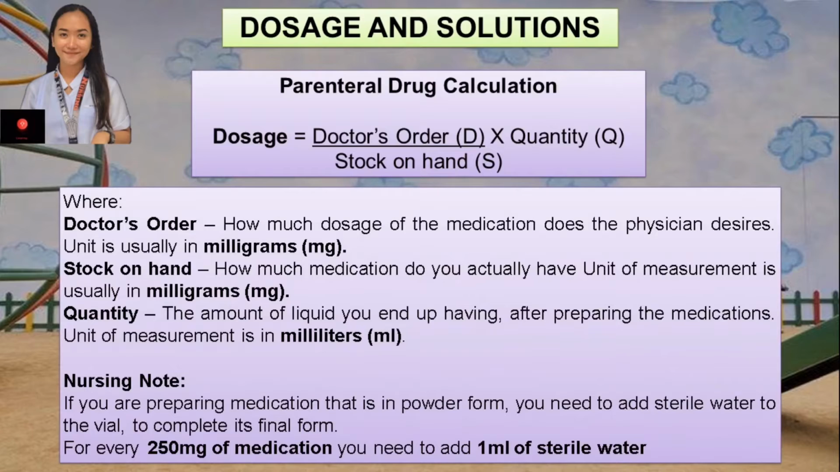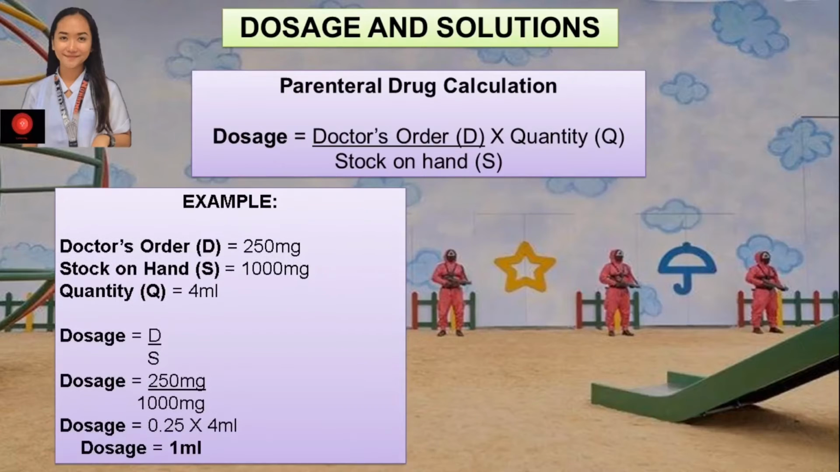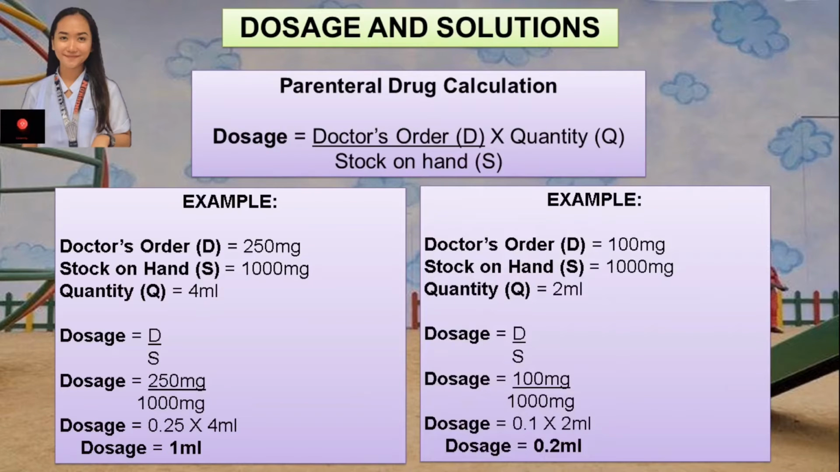Nursing note: if you are preparing medication in powder form, you need to add sterile water in the vial to complete its final form. For every 250 mg of medication, you need to add 1 ml of sterile water. Here is a parenteral drug calculation example. The doctor's order is 250 mg, the stock on hand is 1000 mg, and the quantity is 4 ml. So D over S is 250 mg over 1000 mg, which is 0.5, times 4 ml, equals 1 ml. The other example is shown down below.